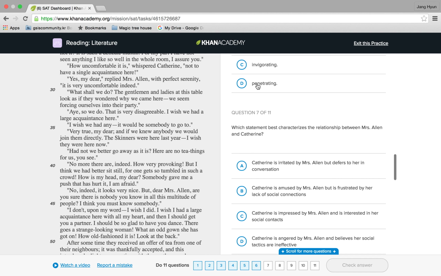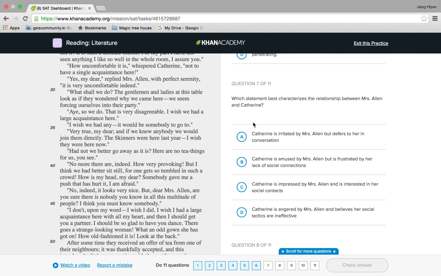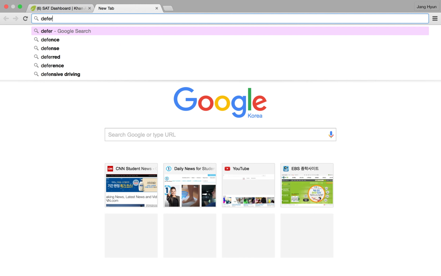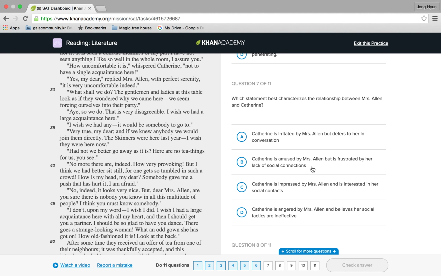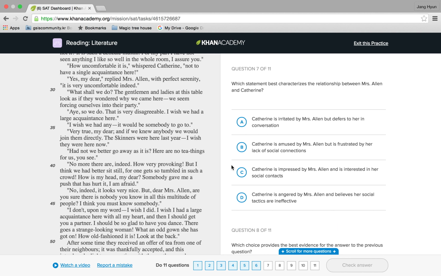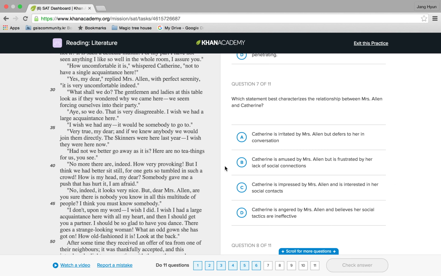Okay, so next, which statement best characterizes the relationship between Mrs. Allen and Catherine? Catherine is irritated by Mrs. Allen but defers. So what is defer exactly? Put off to a later time, but defers to her in conversation. Catherine is amused by Mrs. Allen but is frustrated by her lack of social connections. Nah. Catherine is impressed by Mrs. Allen and is interested in her social contacts. Nah. Catherine is angered by Mrs. Allen and believes her social tactics are ineffective.